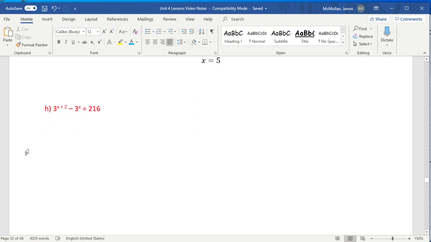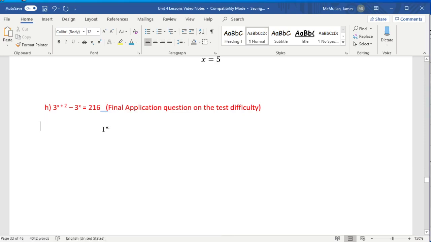I think this is a good question for the final application question on the test in terms of difficulty. You know how I said in application, if you get 1 right, you get 75, 2 right, you get 87.5, 3 right, you get 100. This would be the "how do I get 3 right" type of question. So how do I do this?